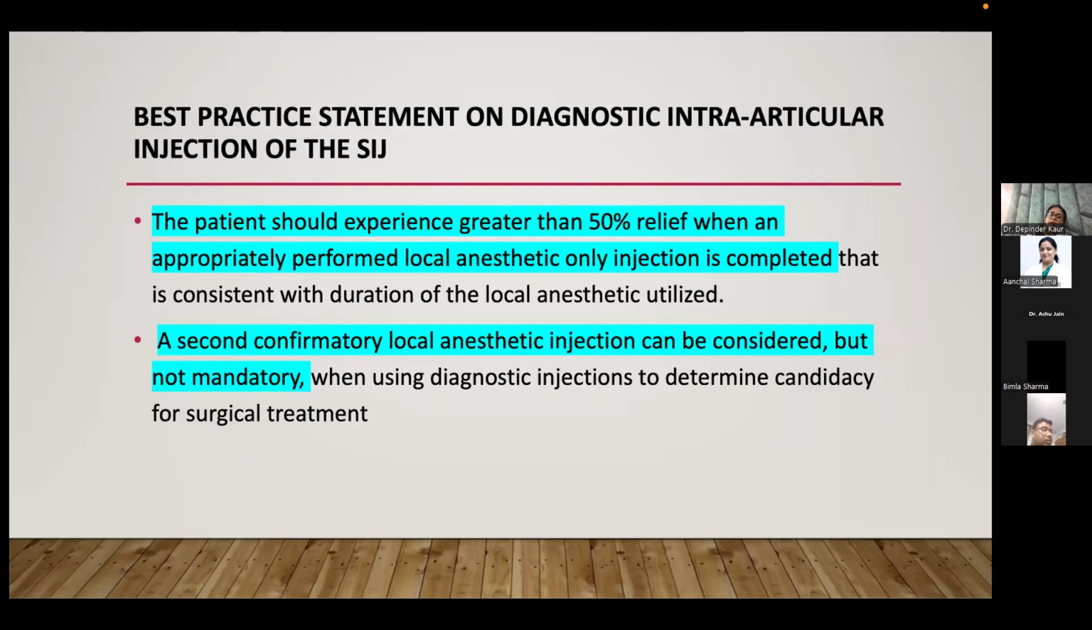So coming to the diagnostic intra-articular injection, which is the gold standard for the diagnosis of SI joint pain. The statement says that the patient should experience greater than 50% relief when an appropriately performed local anesthetic is injected, and it should be consistent with the duration of the local anesthetic which has been utilized. A second confirmatory test can be considered, but it is not mandatory unless you are using the diagnostic injection to determine your surgical treatment. So it is not mandatory if you are not planning any kind of surgical treatment.